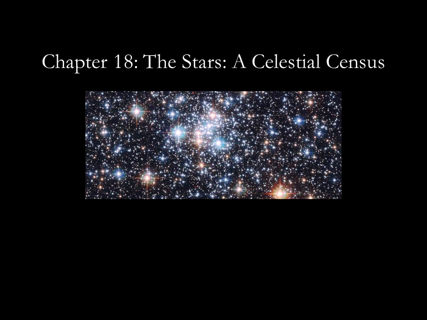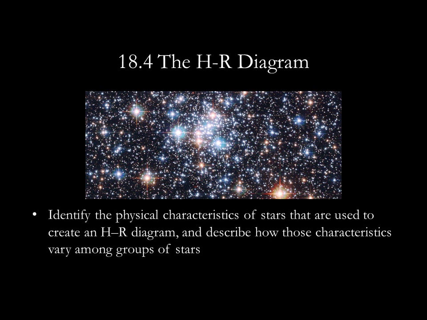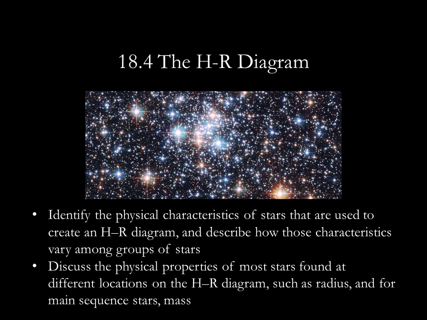Hi everyone! This lecture corresponds to section 18.4 of the OpenStax astronomy text. The material here should allow you to identify the physical characteristics of stars that are used to create an HR diagram and describe how those characteristics vary among groups of stars, and to discuss the physical properties of most stars found at different locations on the HR diagram, such as radius and, for main sequence stars, mass.